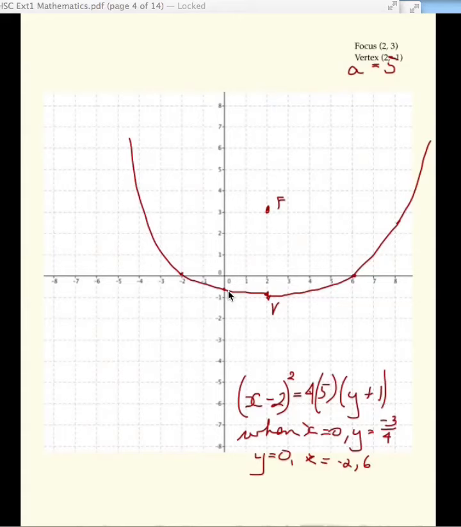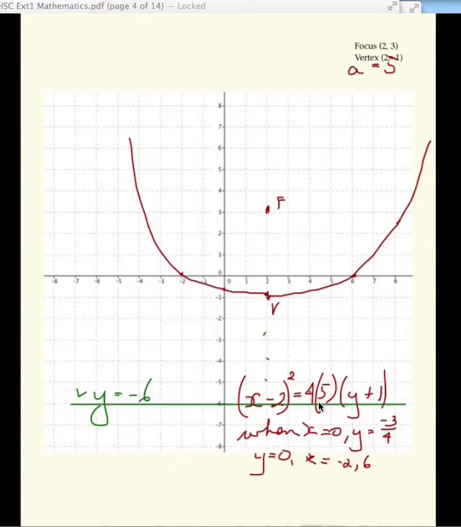Last thing is we do want to put the vertex in, the directrix in. It's 5 units below the vertex, 1, 2, 3, 4, so it's 5 units, so it's at this line here, and you would label this y equals negative 6. Okay, so there's how you construct both the equation and also the graph of the locus.